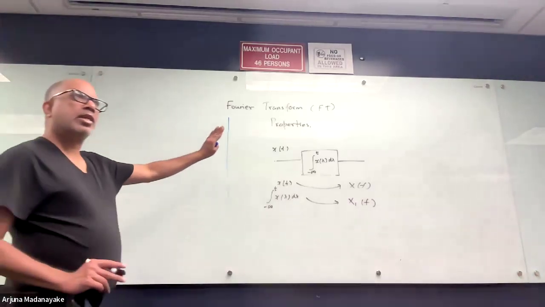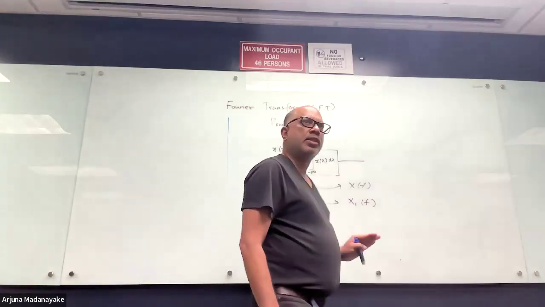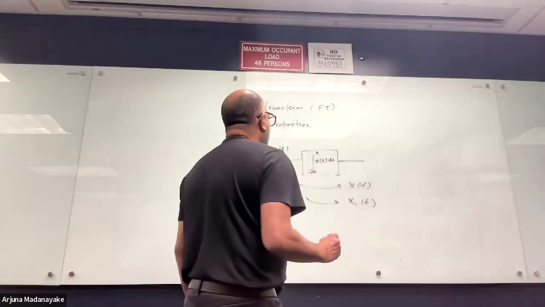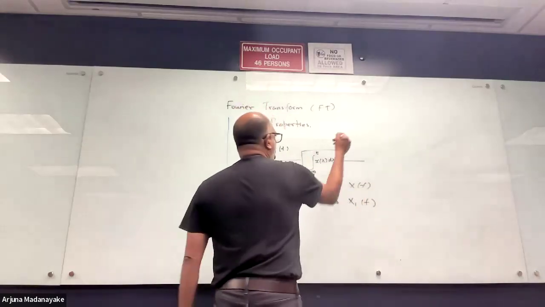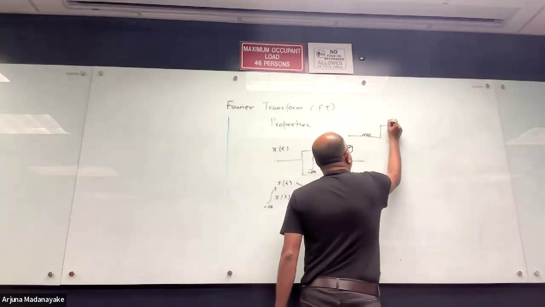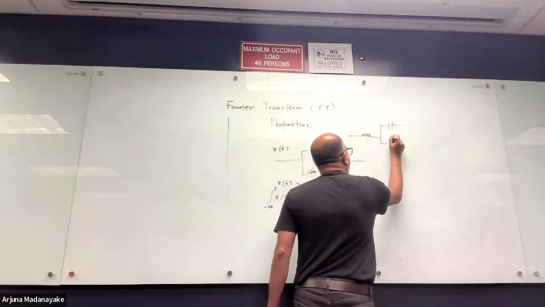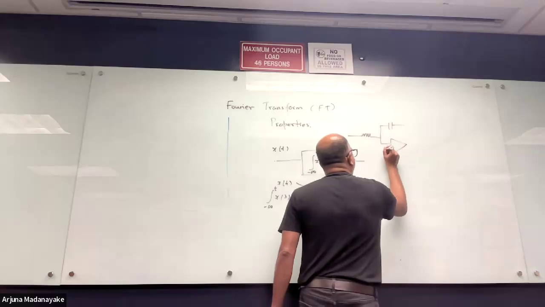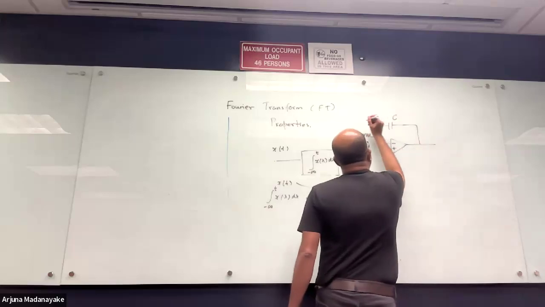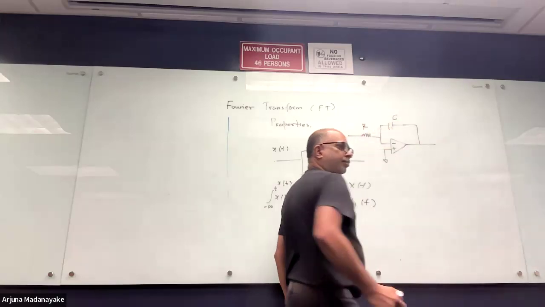So all these differentiators and integrators can be built using circuits, right? You can use op amps and other things to build them. The simplest form of integrator is a resistor and a capacitor. So you can have a resistor, capacitor, and an op amp. Differentiator is the other way around.